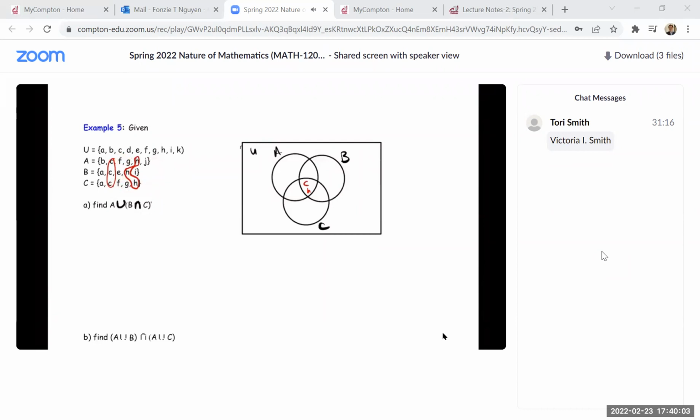Now let's see if A and B have any. Oh no, we already looked at A and B. How about B and C? B and C have A that overlap. And that's it, just A. So the A would go here.